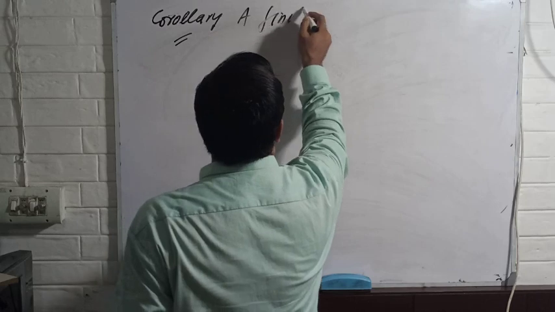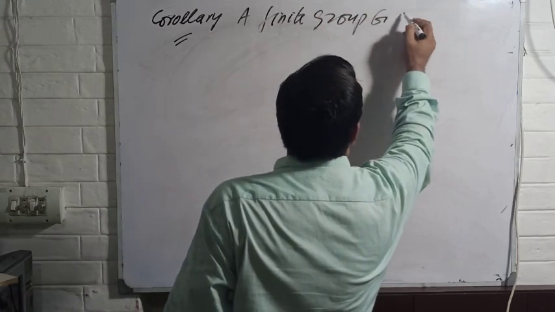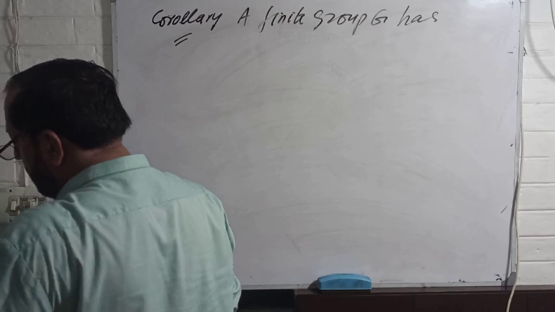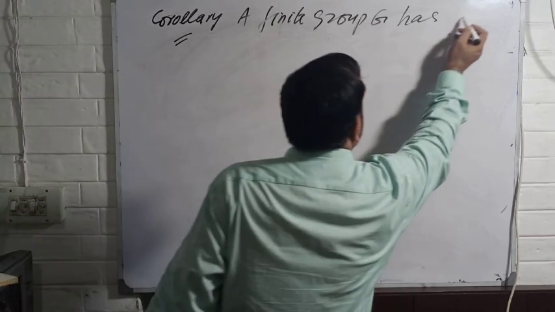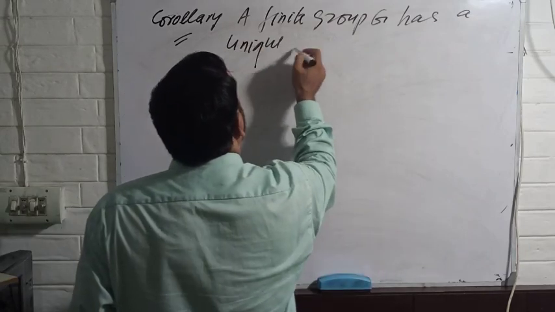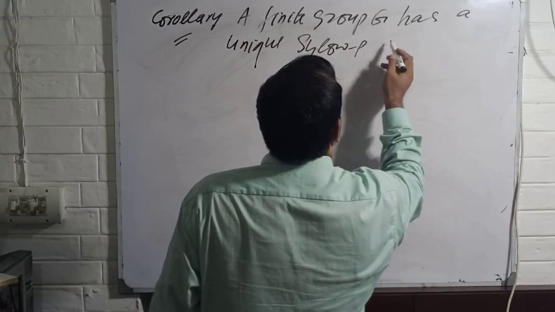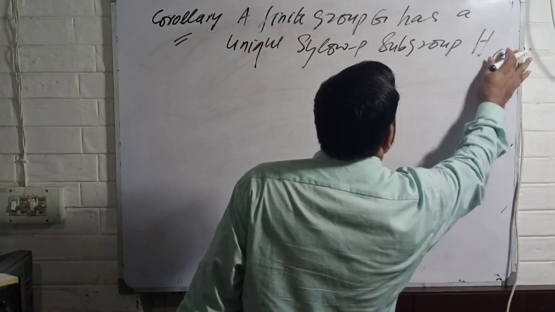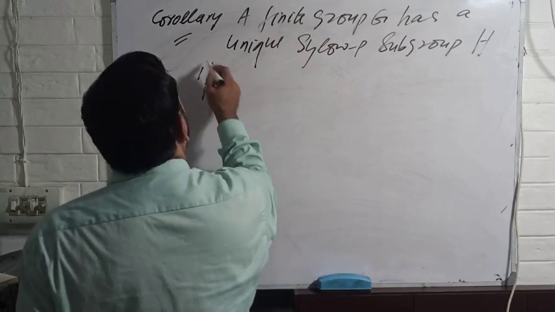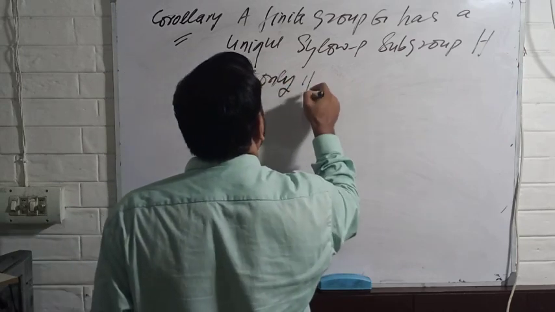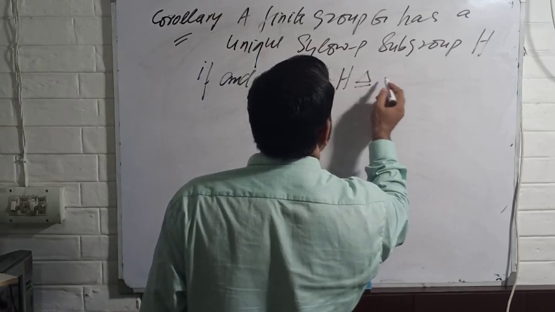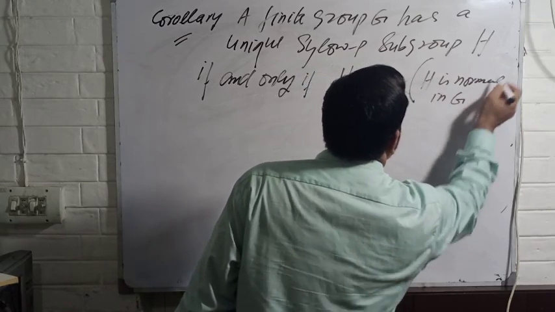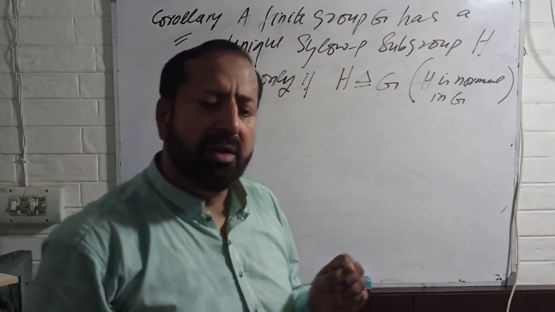A finite group G has a unique Sylow P subgroup H if and only if H is normal in G. Okay, yes, you have seen this thing in our previous example.